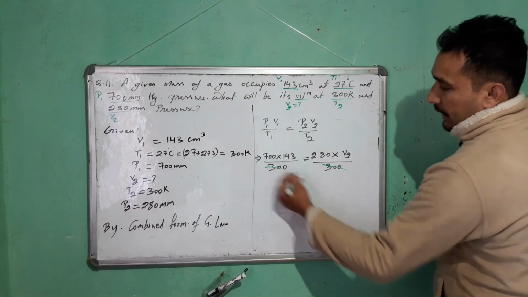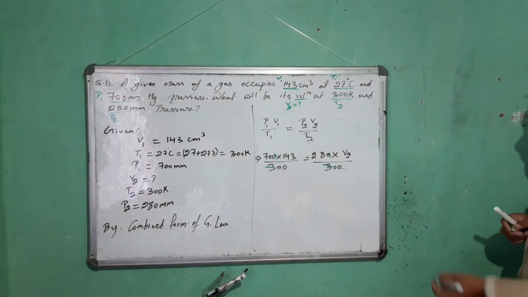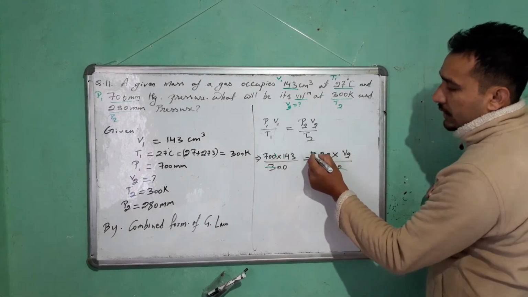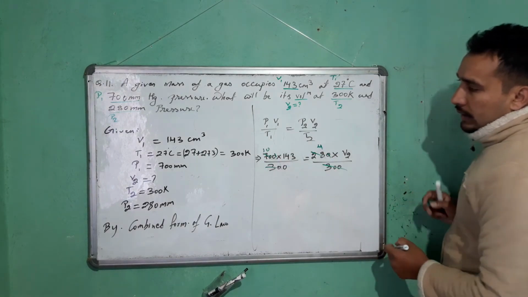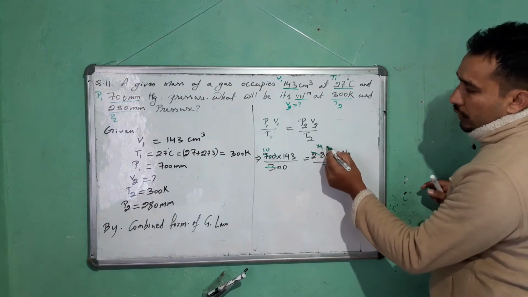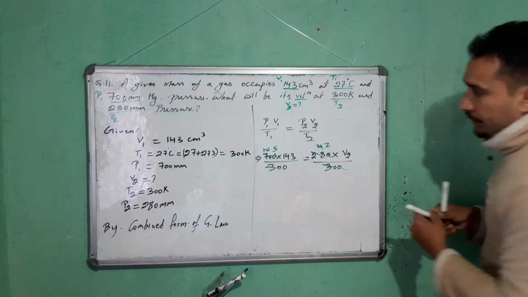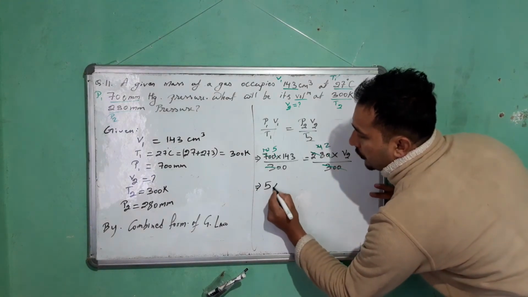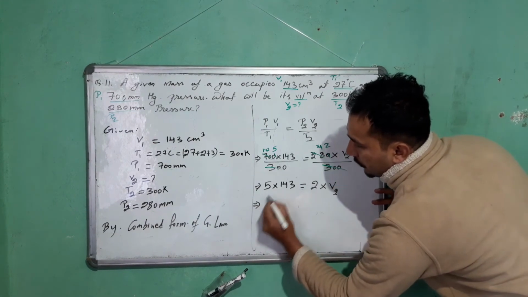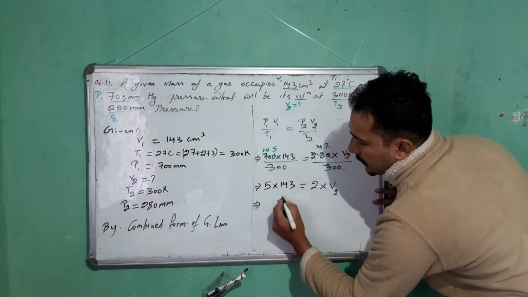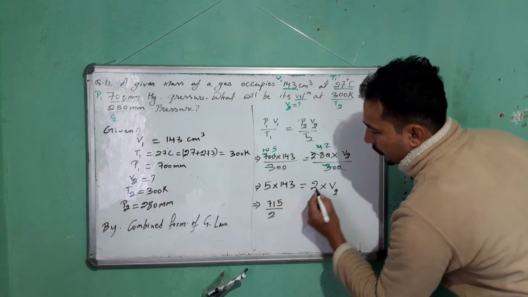So 300 and 300 can be cancelled from the denominator, and from the numerator 0 and 0 you can cancel. And this also gets cancelled with 7. 7 4s are 28, 7 10s are 70. Again you can cancel: 2 2s are 4, 2 5s are 10. Now you cannot cancel further. So it will be 5 into 143 is equal to 2 into V2. So 5 3s are 15, 5 4s are 20 plus 1, 21, 5 1s are 5, 6, 715 divided by 2. This 2 goes down in the denominator.